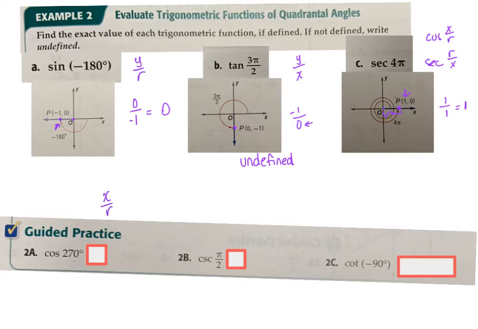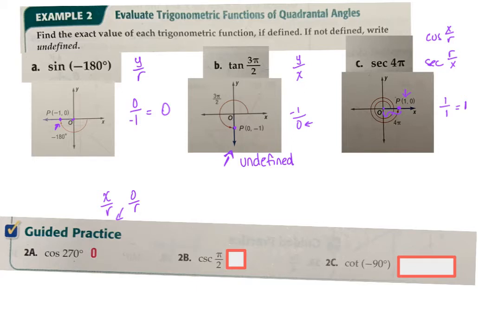Does it matter what my r is? What is my x value on this particular angle? It falls on the y-axis. What is my x value always on the y-axis? 0. So 270 is always going to be 0 over r. So that's always going to be 0.